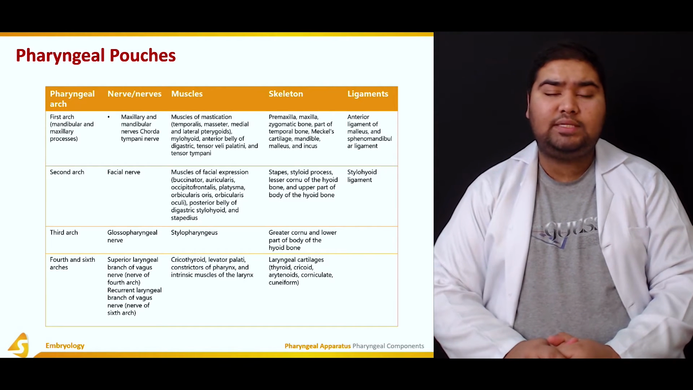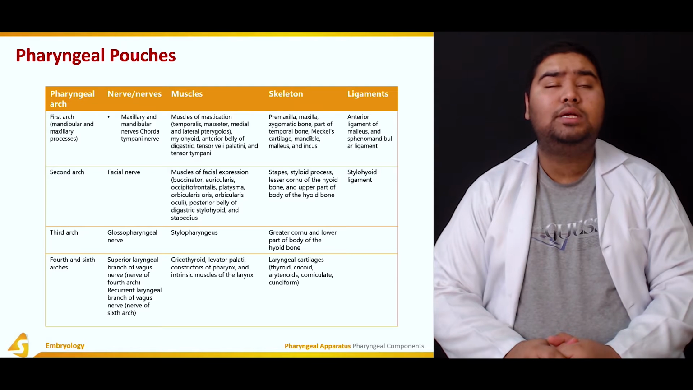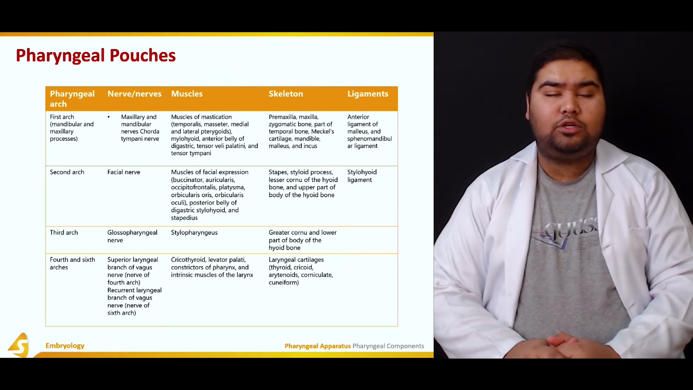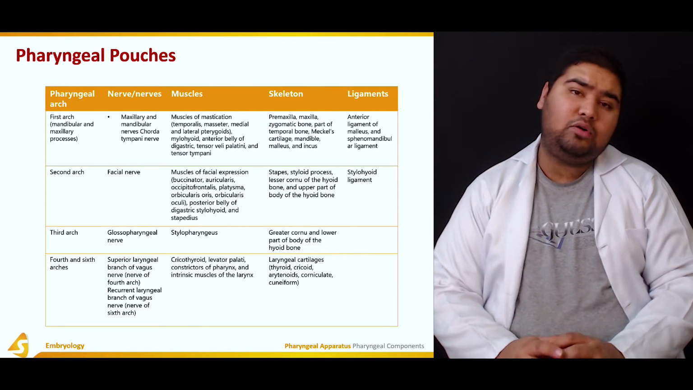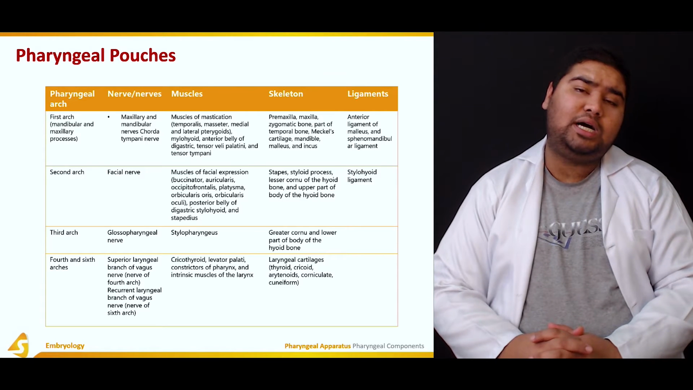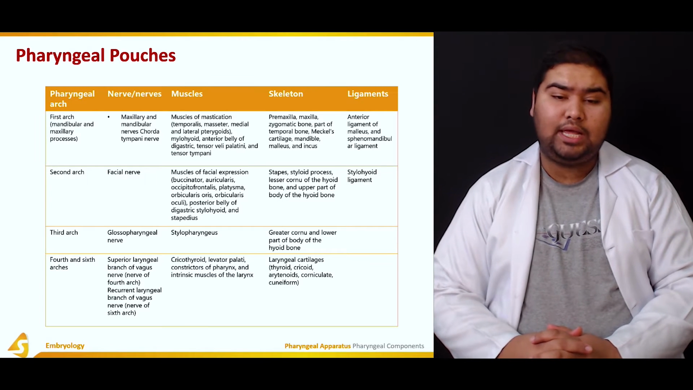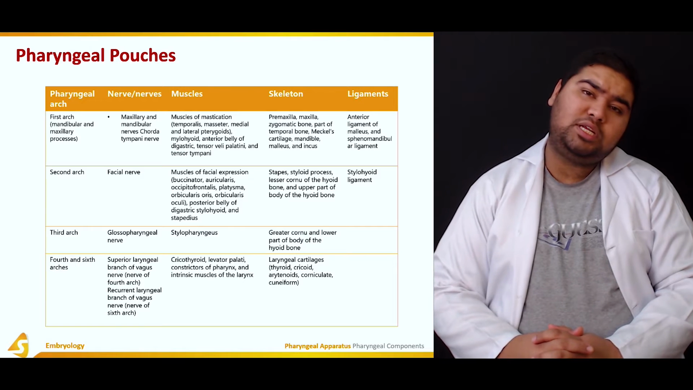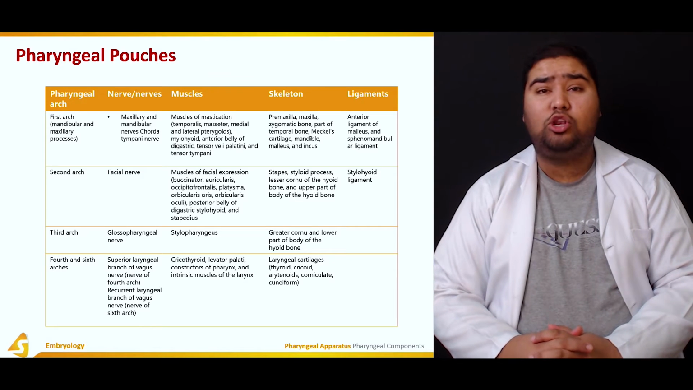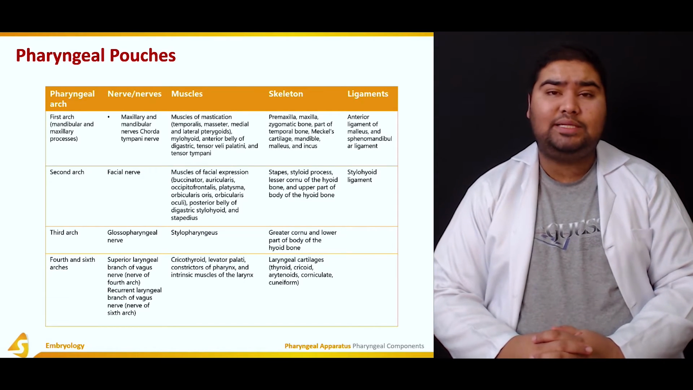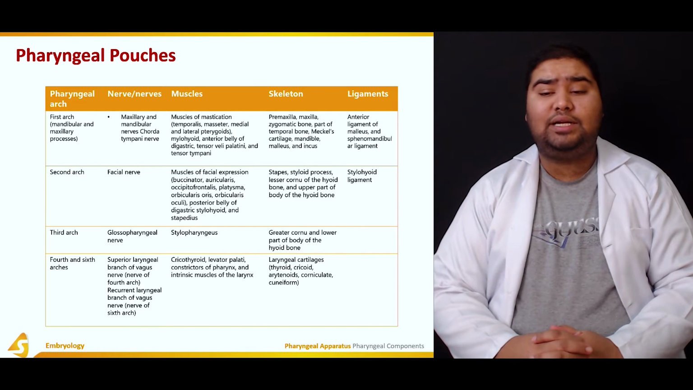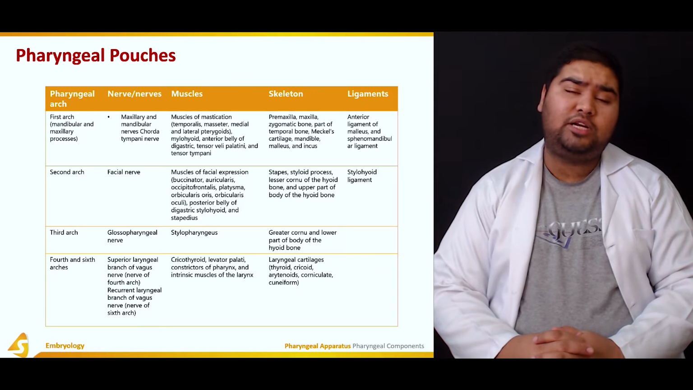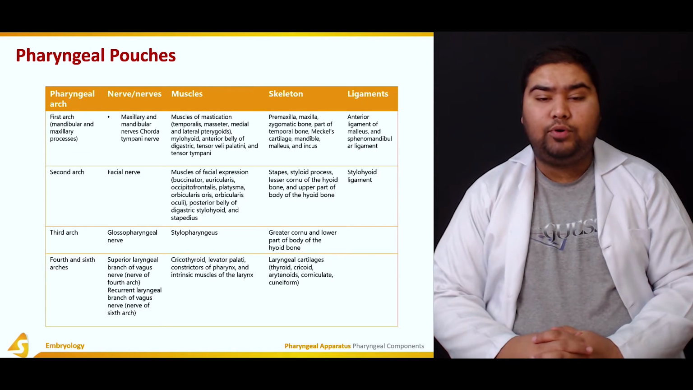The skeletal components given off from the second pharyngeal arch include the stapes, the styloid process, the lesser cornu and the upper part of the body of the hyoid bone. And the only ligament formed by the second pharyngeal arch is the stylohyoid ligament. Now we have the third arch. The nerve of the third arch is the glossopharyngeal nerve. It supplies the stylopharyngeus muscle, and the skeletal component given off by this arch is the greater cornu and the lower part of the body of the hyoid bone.